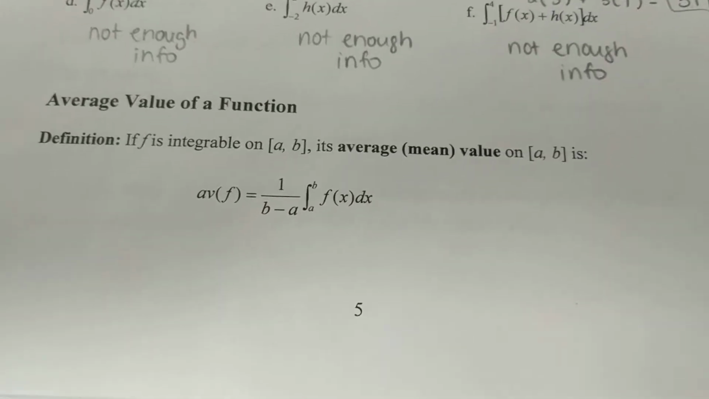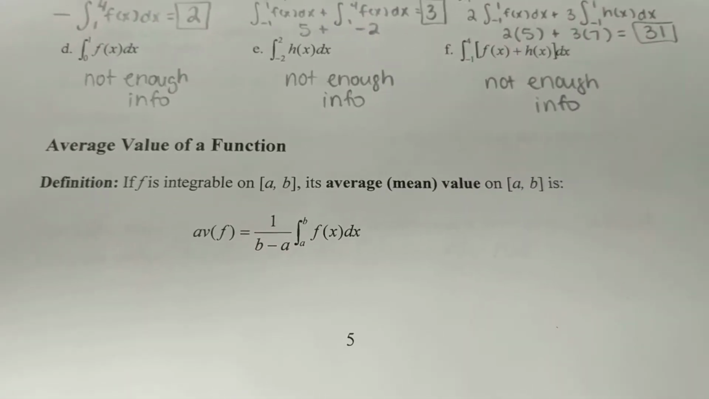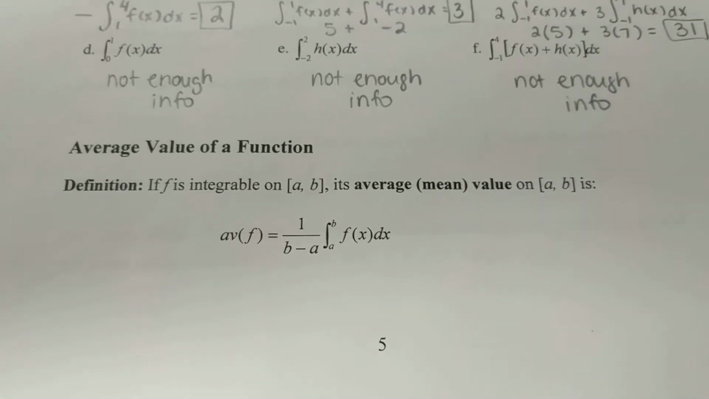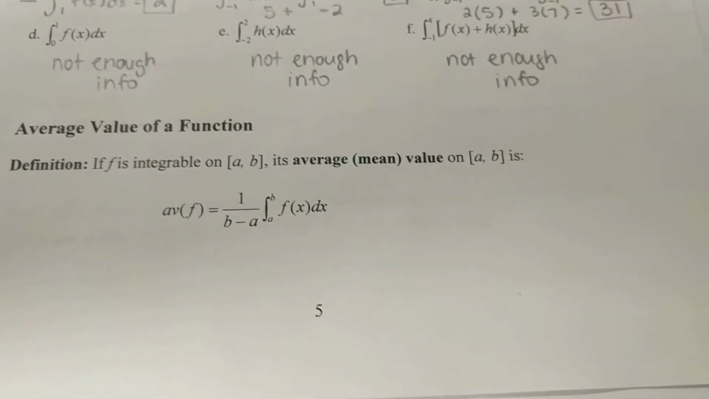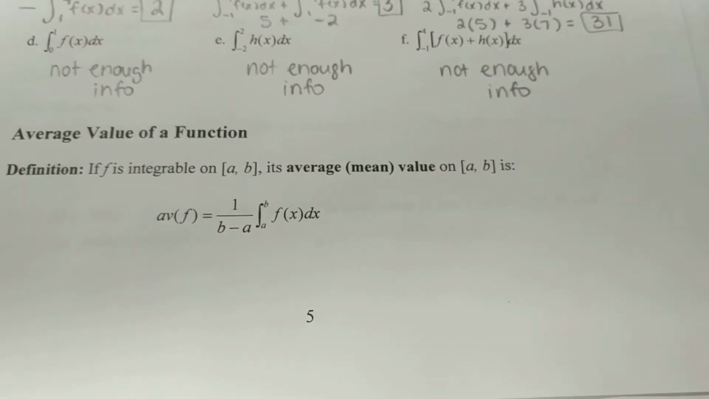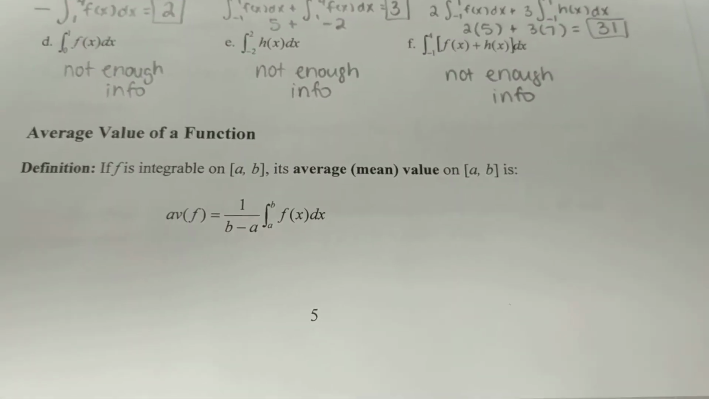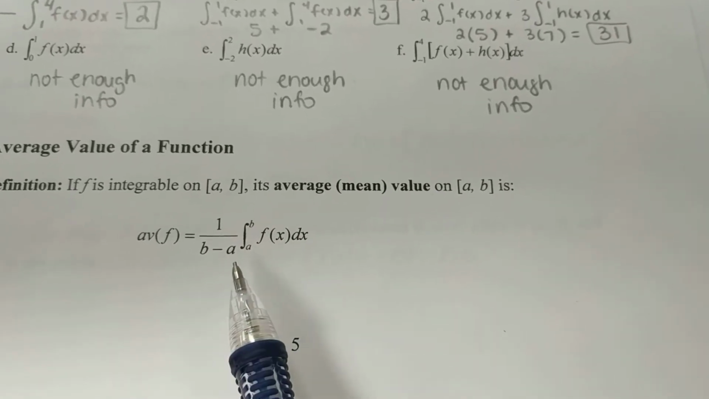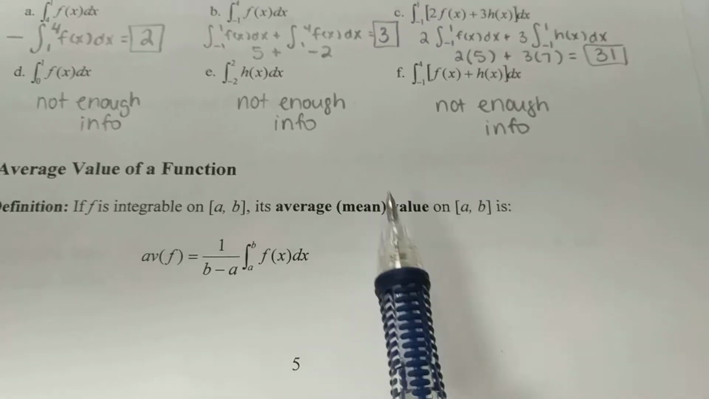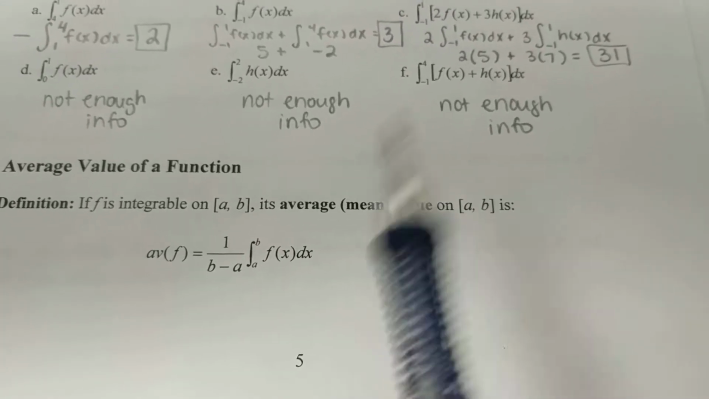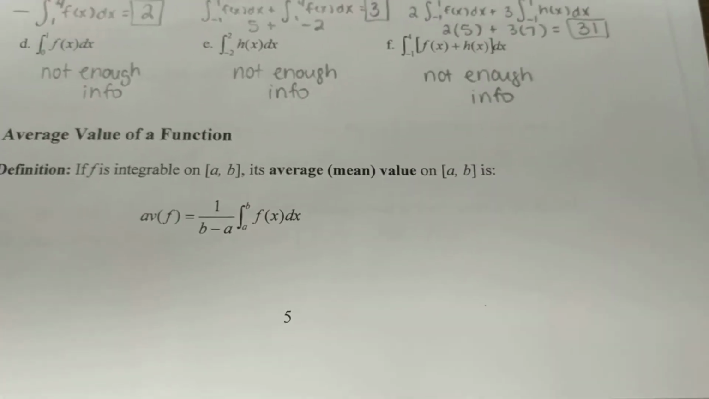All right, so that moves us into the average or mean value theorem. It says if we have an integrable function, and first off we need to realize that if it's integrable, we know the function is continuous, then the average value is 1 over b minus a times the integral from a to b of f of x dx. This is an important definition. Please mark it in your notes.